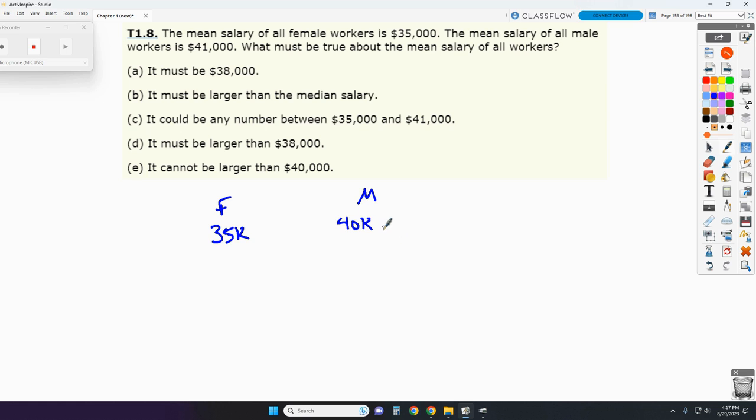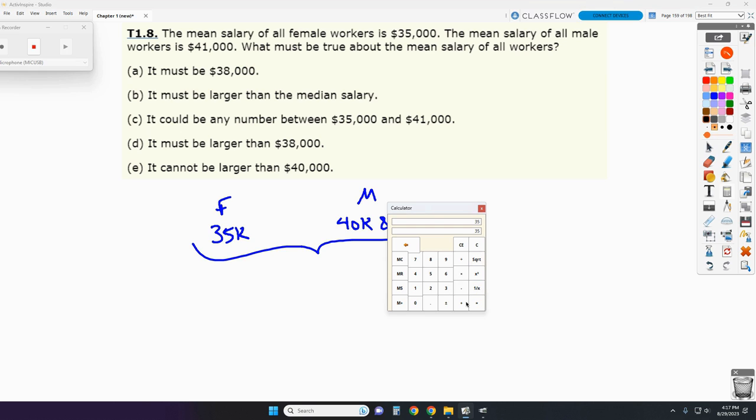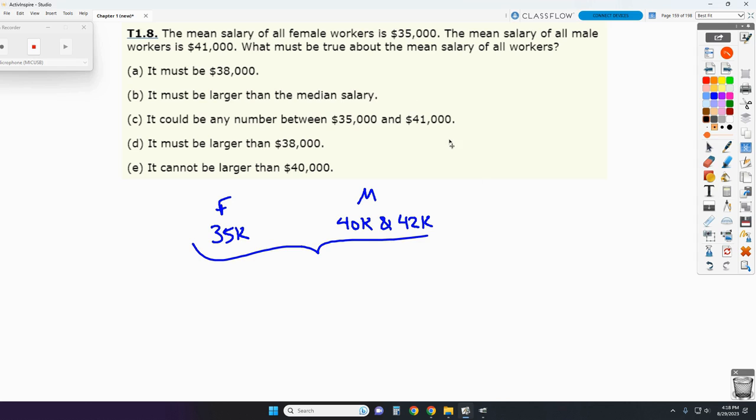Let's do 40 and 42,000 because the mean of 40 and 42 would be 41. Cool. So now, what's the mean of 35, 40, and 42,000? If I were to grab my calculator, 35 plus 40 plus 42, and then I divide that by 3 people altogether, that gives me 39,000. So must it be 38,000?